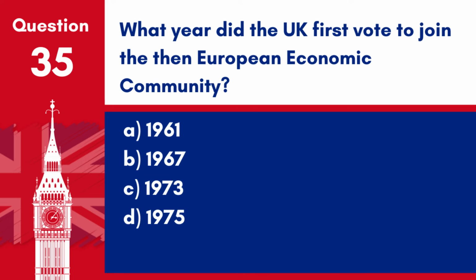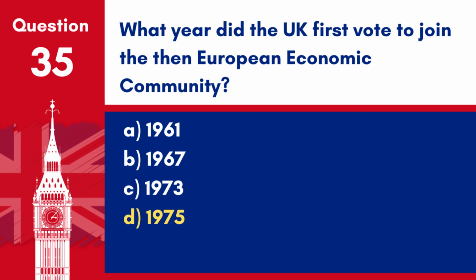Question 35. What year did the UK first vote to join the then European Economic Community? A. 1961. B. 1967. C. 1973. D. 1975.